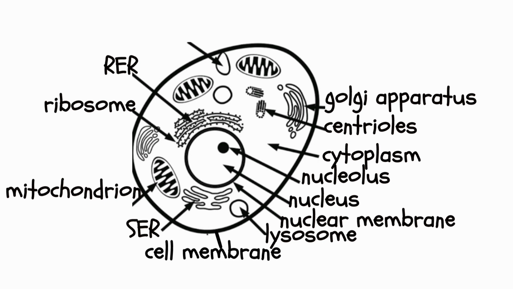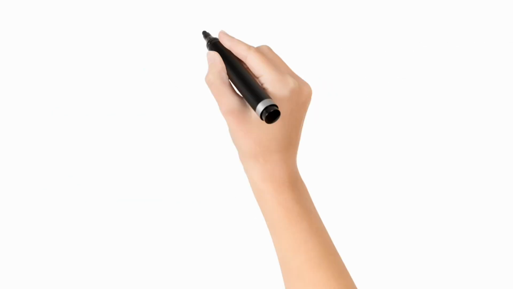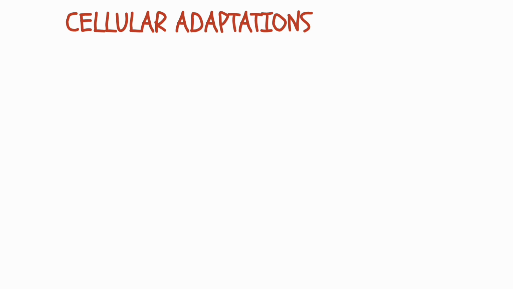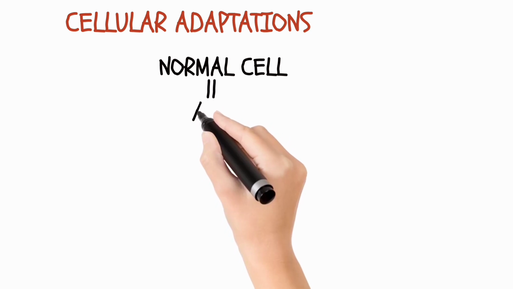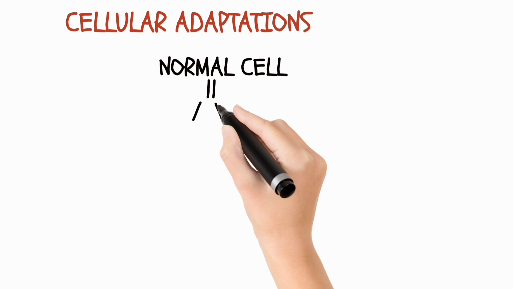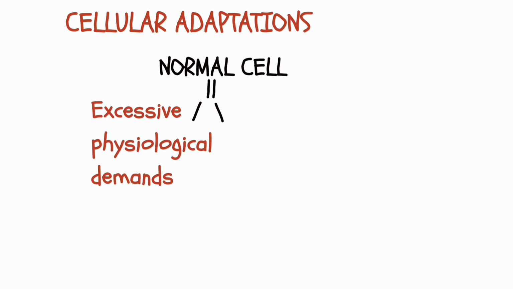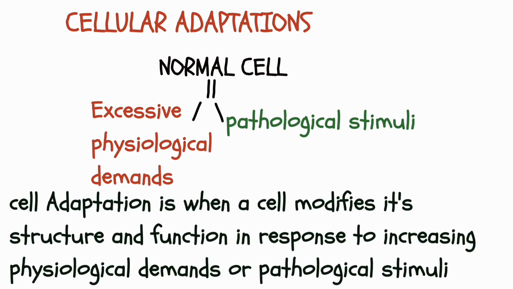So having known what a cell is and how it looks like, let's talk about cellular adaptations. A normal cell is able to handle normal physiological demands, but when physiological demands are in excess or in the presence of a pathological stimulus, cell adaptation occurs. So that means adaptation is when a cell modifies its structure and function in response to changing demands and stress. The cell will now acquire a new but steady state and preserve its health.